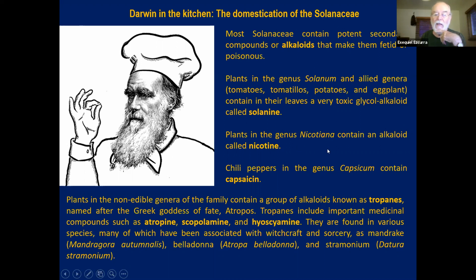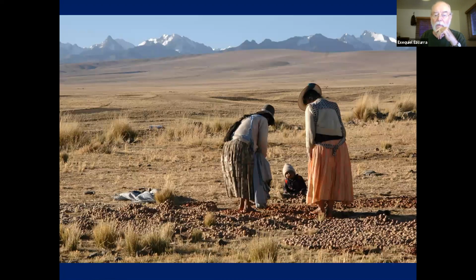The tobacco plant, an associated plant, the genus Nicotiana, contains nicotine. Chili peppers contain a really interesting substance, capsaicin. And capsaicin is not really toxic, but it feels like you're dying if you eat too much. Potatoes contain solanine also, like tomatoes.